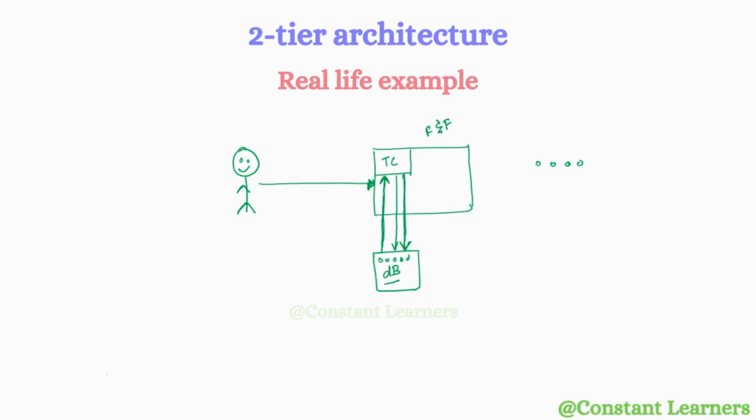Now, the person that is directly accessing the database, we say that he is the client. So, in this case, the person sitting at the ticket counter is the client. And the machine that he is using is known as the client machine. And the database is available on the server. This is exactly what two-tier architecture is. The client is directly accessing the database on the server. Now the client has an interface.